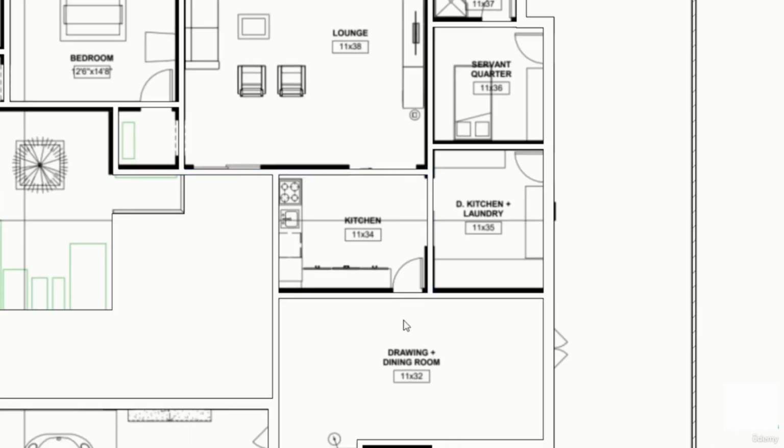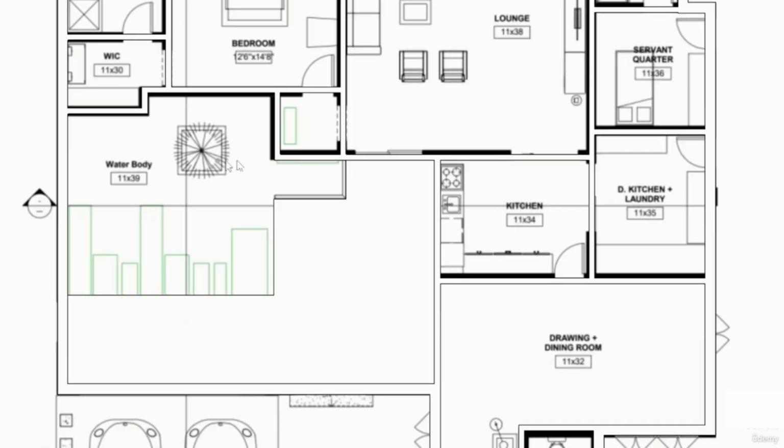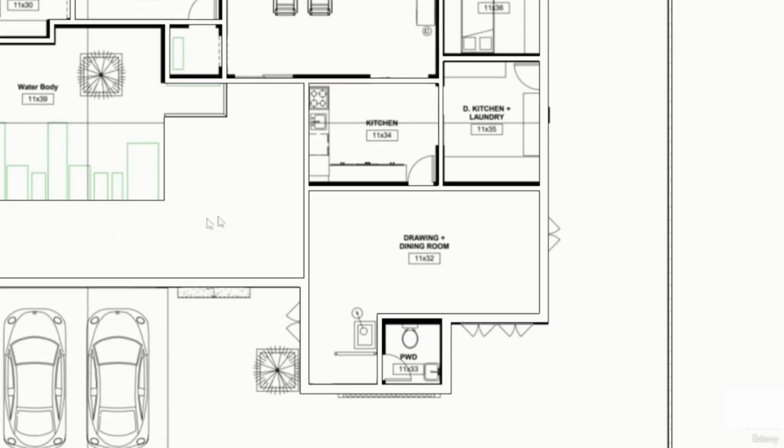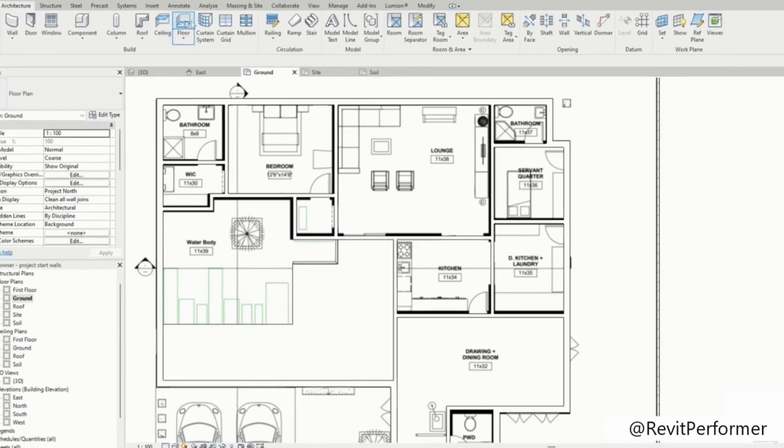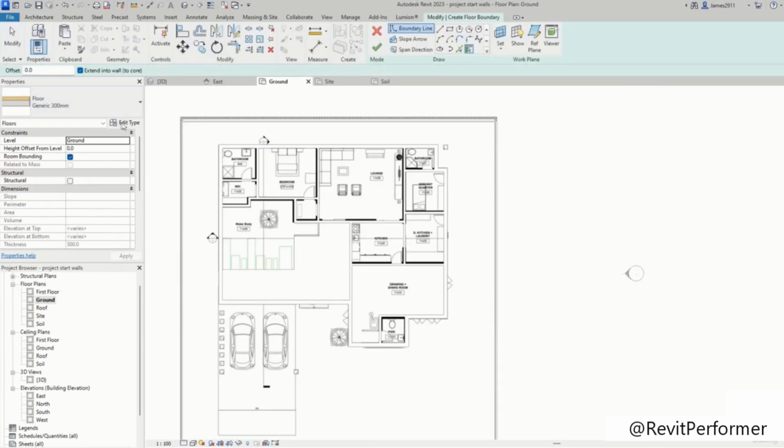As you can see, we have a different amount of rooms in this house. So we have a drawing room, a kitchen room, servant quarters, and whatnot. So now we're going to draw different floors for every room. We'll draw 3 types, which are quite basic.